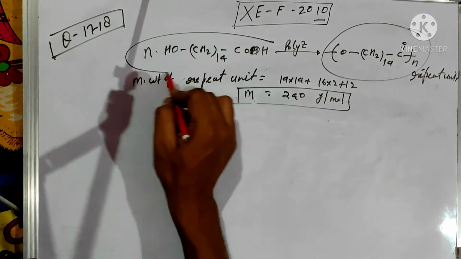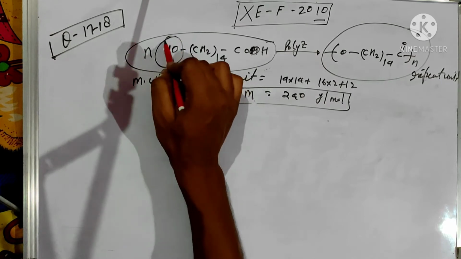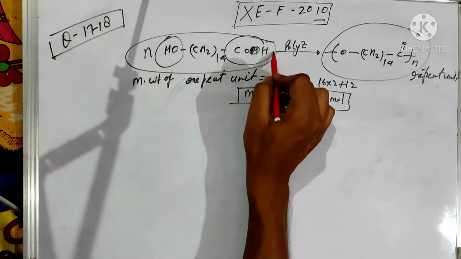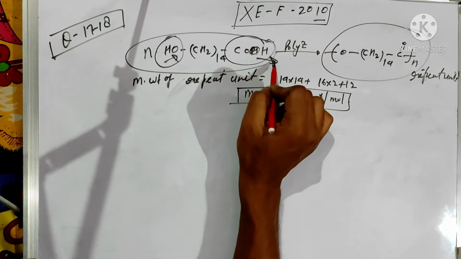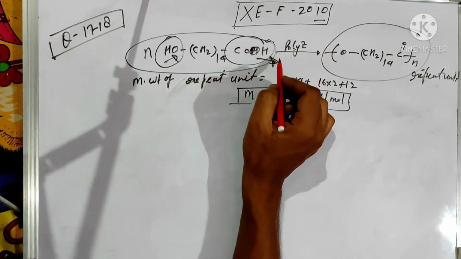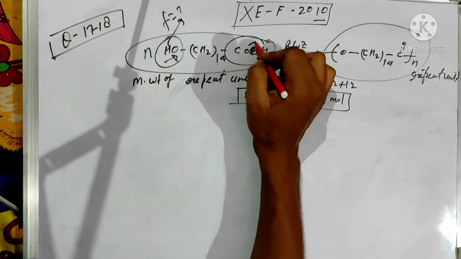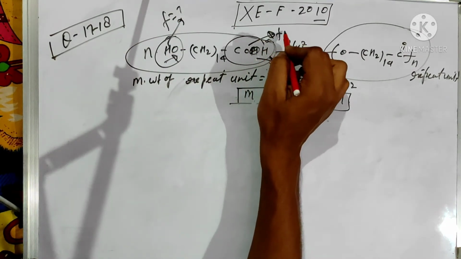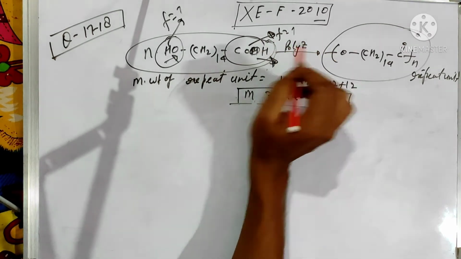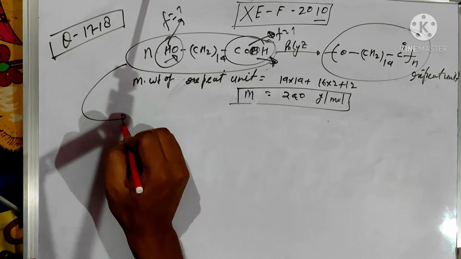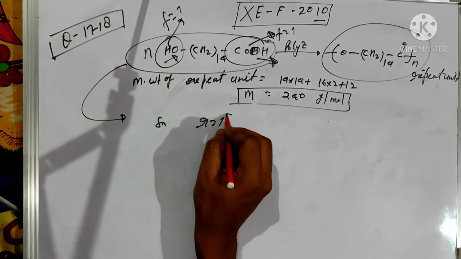In this monomer, two types of functional group are attached. One is the alcohol and second is carboxylic acid. Both functional groups have equal functionality. OH has functionality equal to 1 and COOH has functionality equal to 1. So the value of R is equal to 1.